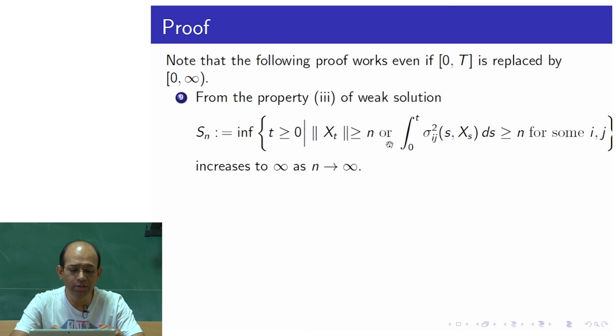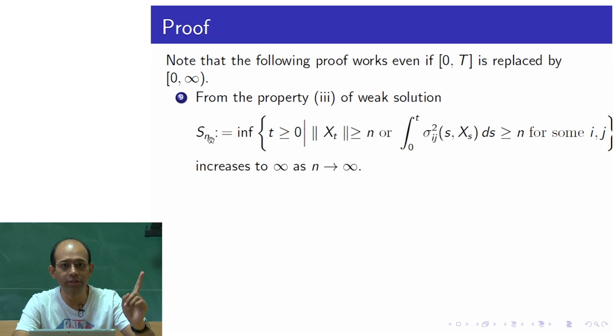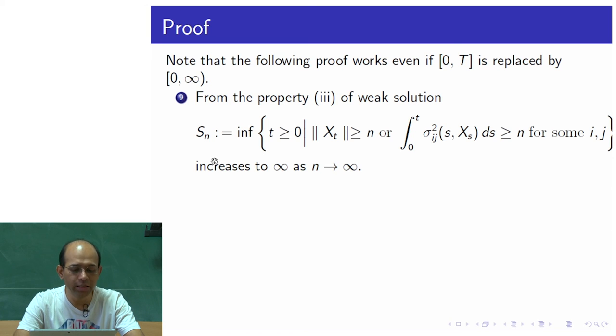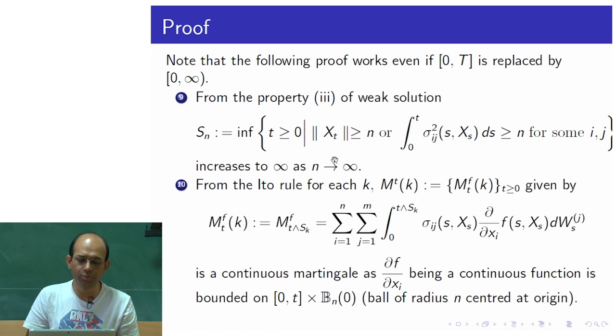So if it does not go to infinity, that time would appear, and this is infinity, but we have seen from the definition that that would happen only with probability 0. So that means only with probability 0 might Sn not go to infinity, or in other words, it increases to infinity almost surely, with probability 1.